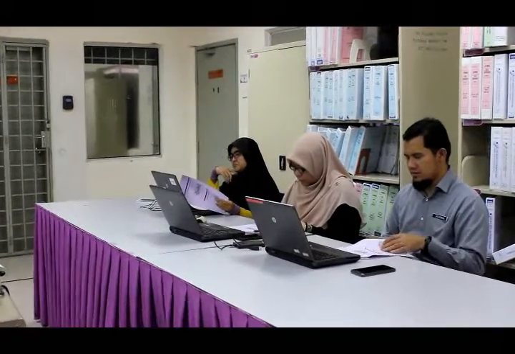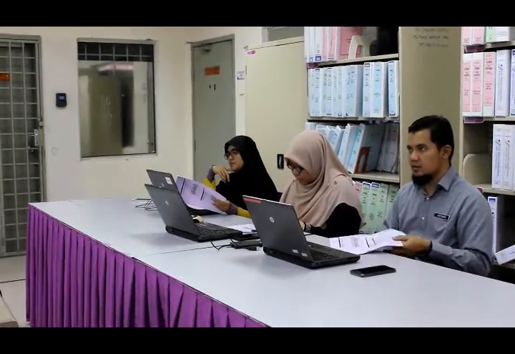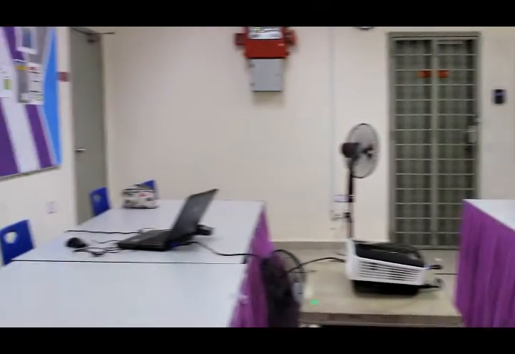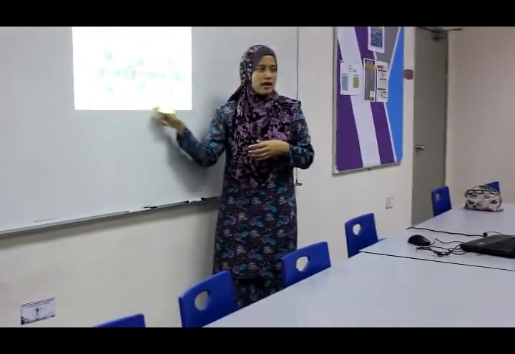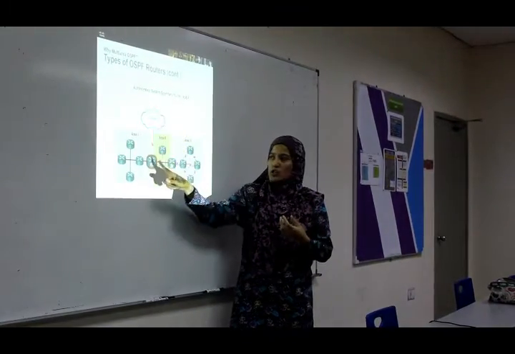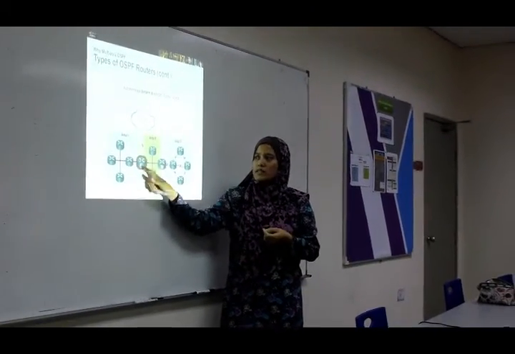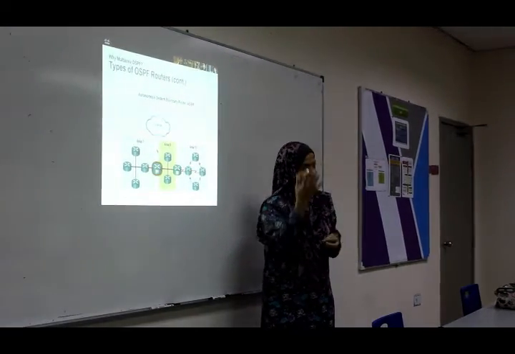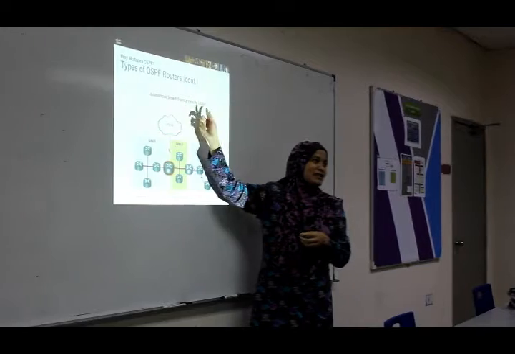Okay, next we have another one, ASBR. ASBR is a router that has a connection or a path to an external network. So let's say we have OSPF, area 1, area 0, area 51. This is also known as the internal network. So we have the external internet. Whichever routers have the connection to the internet, to the outside, to the external, we call it an ASBR.